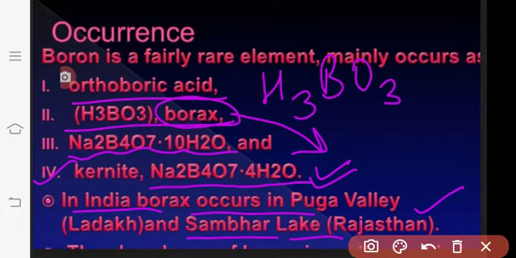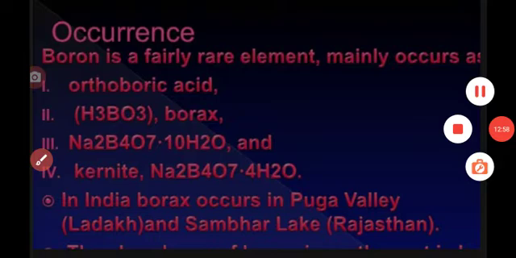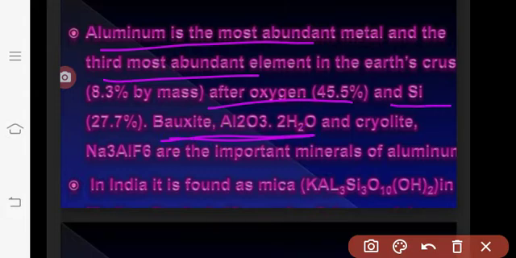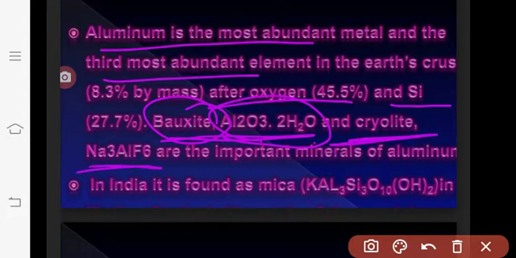Now aluminium is the most abundant metal and the third most abundant element in the earth crust after oxygen and silicon. बॉक्साइट. बॉक्साइट क्या है बेटा? Ore, जहाँ से एल्यूमिनियम को एक्सट्रैक्ट किया जाता है. Its formula is Al2O3·2H2O. And cryolite. क्रायोलाइट का फॉर्मूला क्या है? Na3AlF6. These are the most important minerals of aluminium.